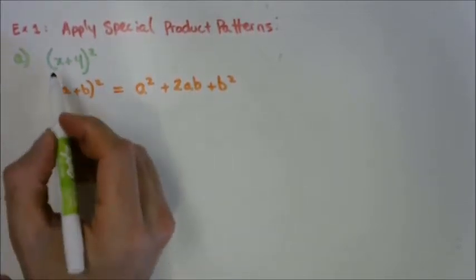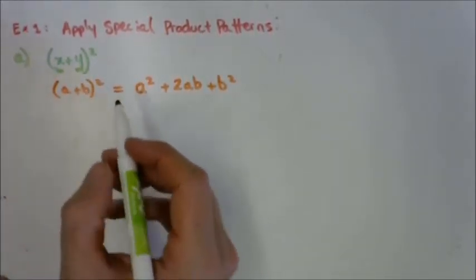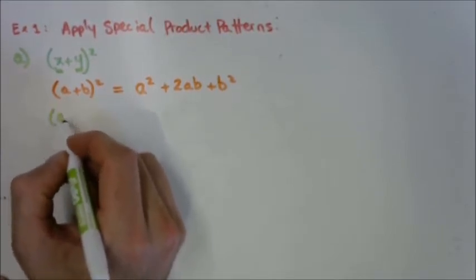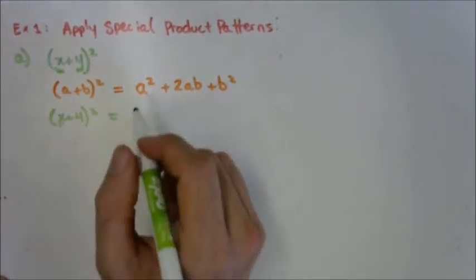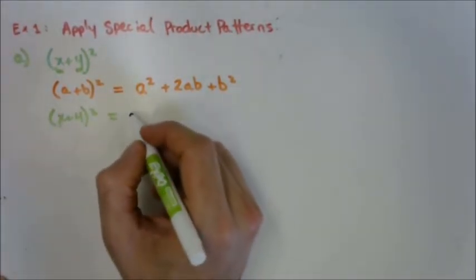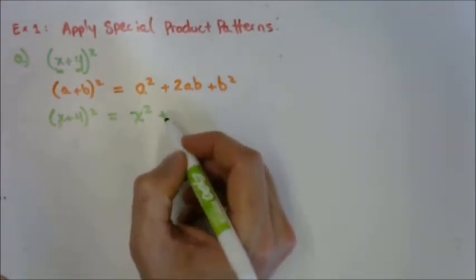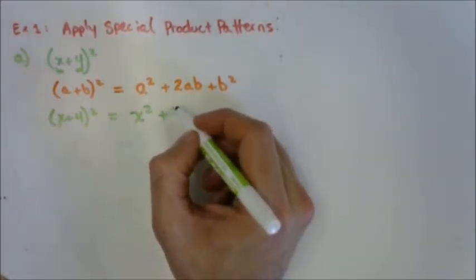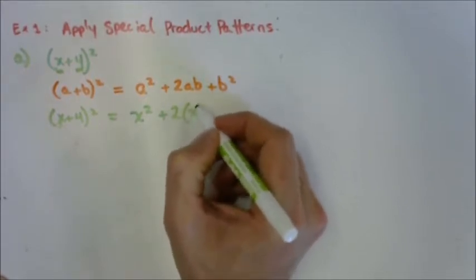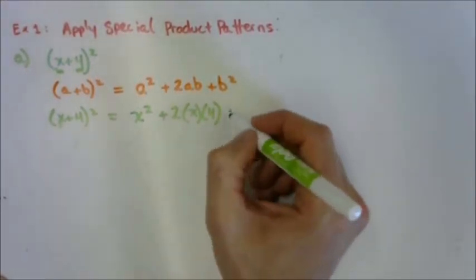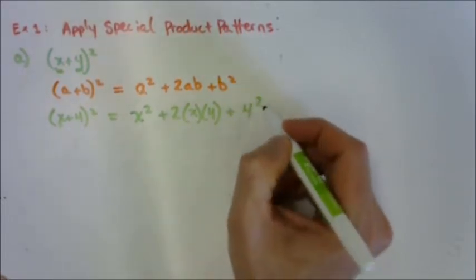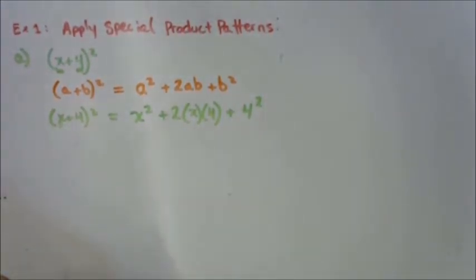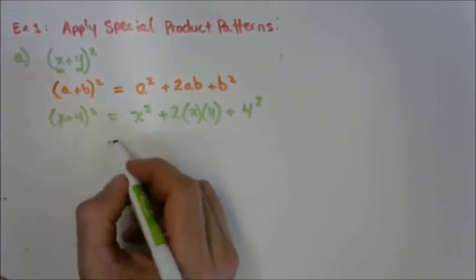All I need to do is put my information, my a and my b, into my pattern. So this tells me that x plus 4 squared is going to be equal to my first term squared, which is x squared, plus 2ab. That means 2 times x times 4, plus my second term squared. Well, that's just 4 squared. Make sense? I've just taken the pattern and put in my values for a and b. And now we can simplify.